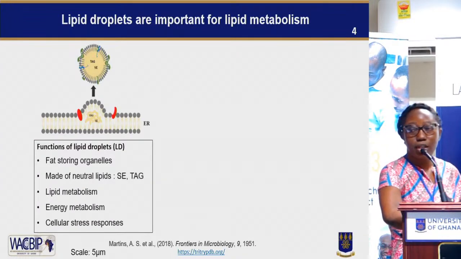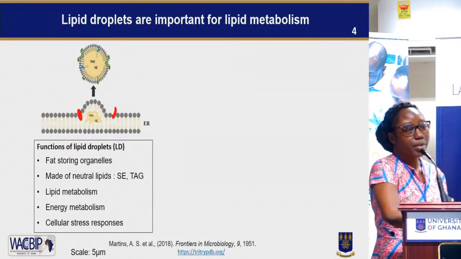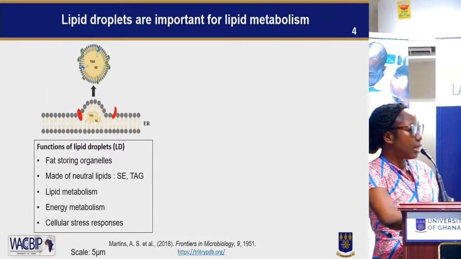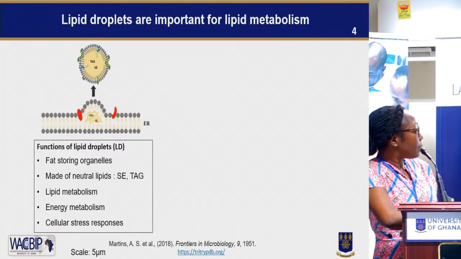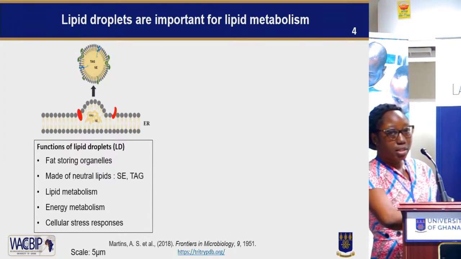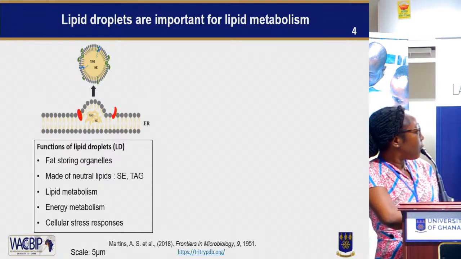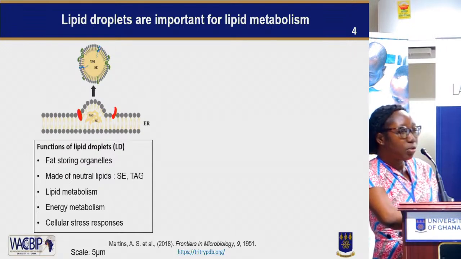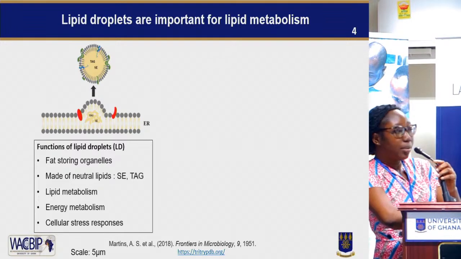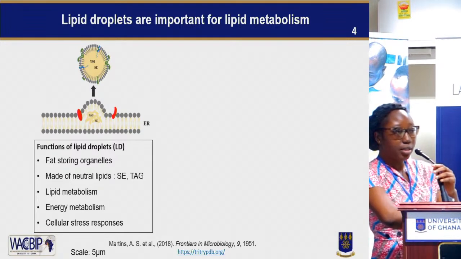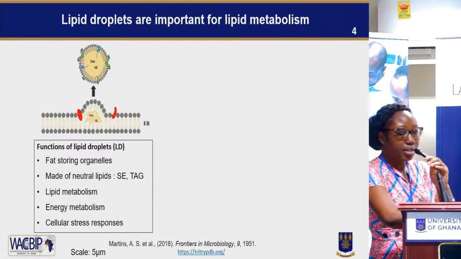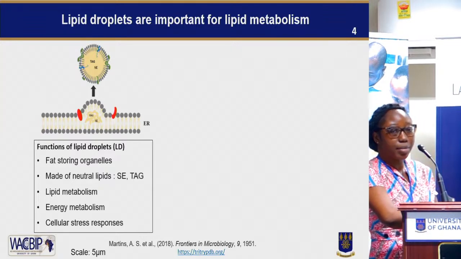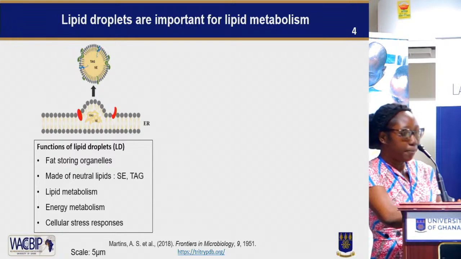So one key component, an important organelle in lipid metabolism, are the lipid droplets, and these are fat-storing organelles that originate from the endoplasmic reticulum and are found in the cytosol. So they are made up of a phospholipid monolayer and also contain neutral lipids, including triacylglycerides and sterol esters. Now, these organelles are important for cellular processes, including lipid metabolism and also energy metabolism.